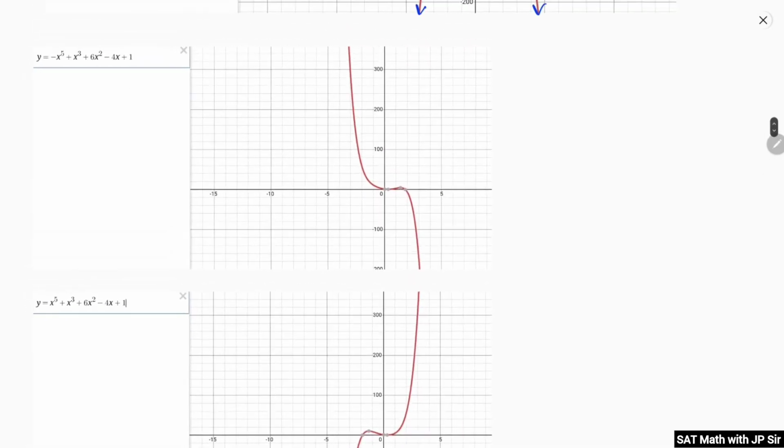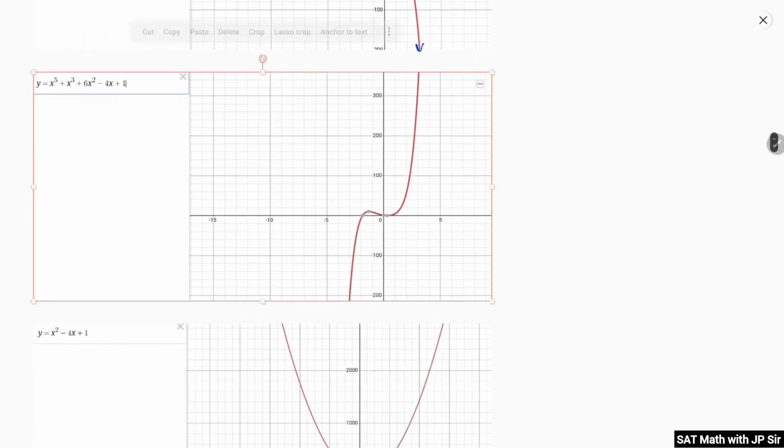We have this now. Clearly, degree is what? It's 5, that is odd. So one end should be in the up direction, one end should be in the downward direction, meaning the ends should be in different directions. And the sign, clearly it is negative here. So the graph should be like this. I hope you understand this.